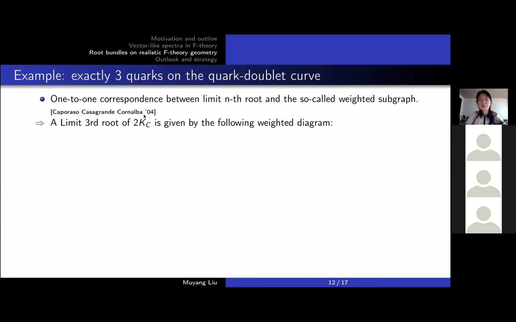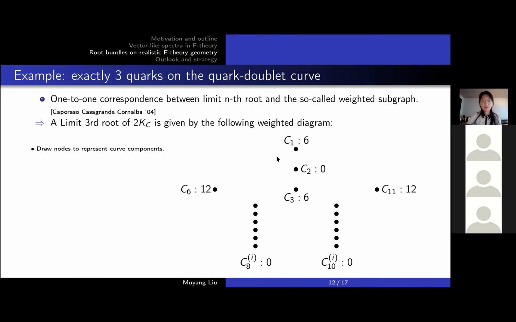In the previously mentioned paper, back in 2004, mathematicians found there is a one-to-one correspondence between the limit nth roots and the so-called weighted subgraphs. It means that we can construct a limit third root of 2Kc by the following weighted diagrams. First, I draw nodes to represent each curve component, and I also label the degree of 2Kc for each curve component by its side.